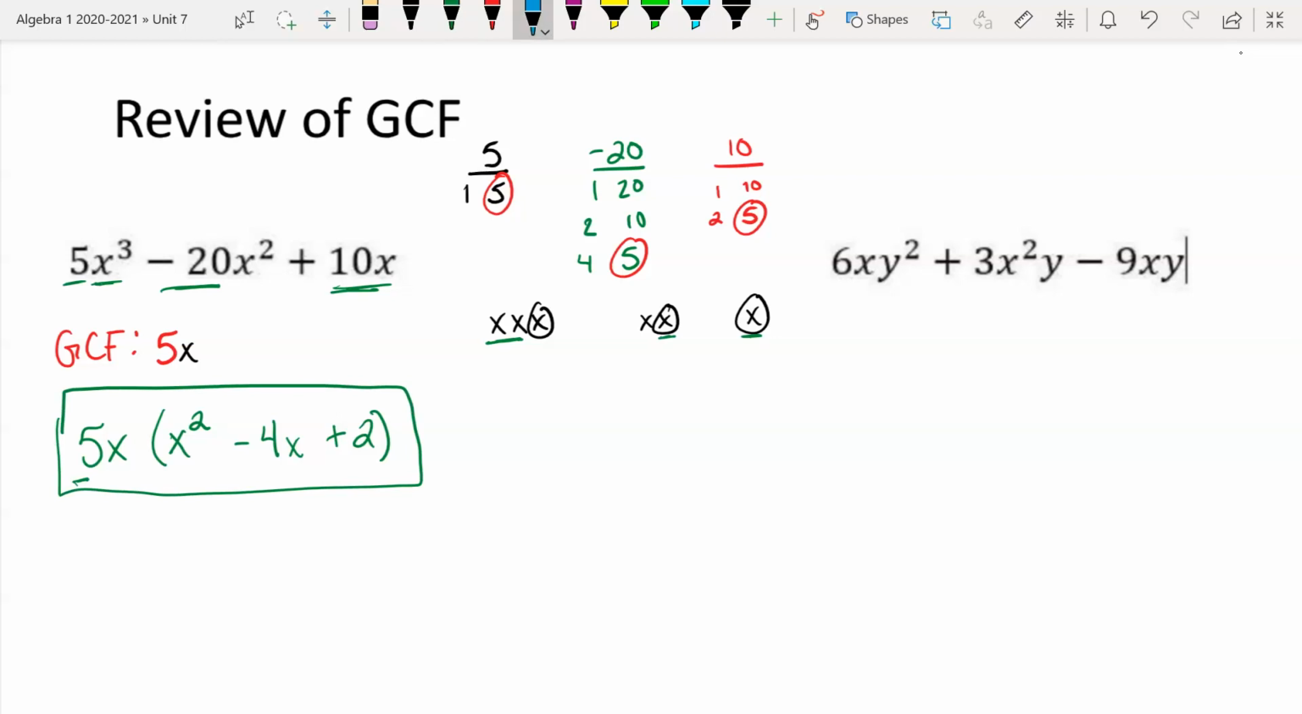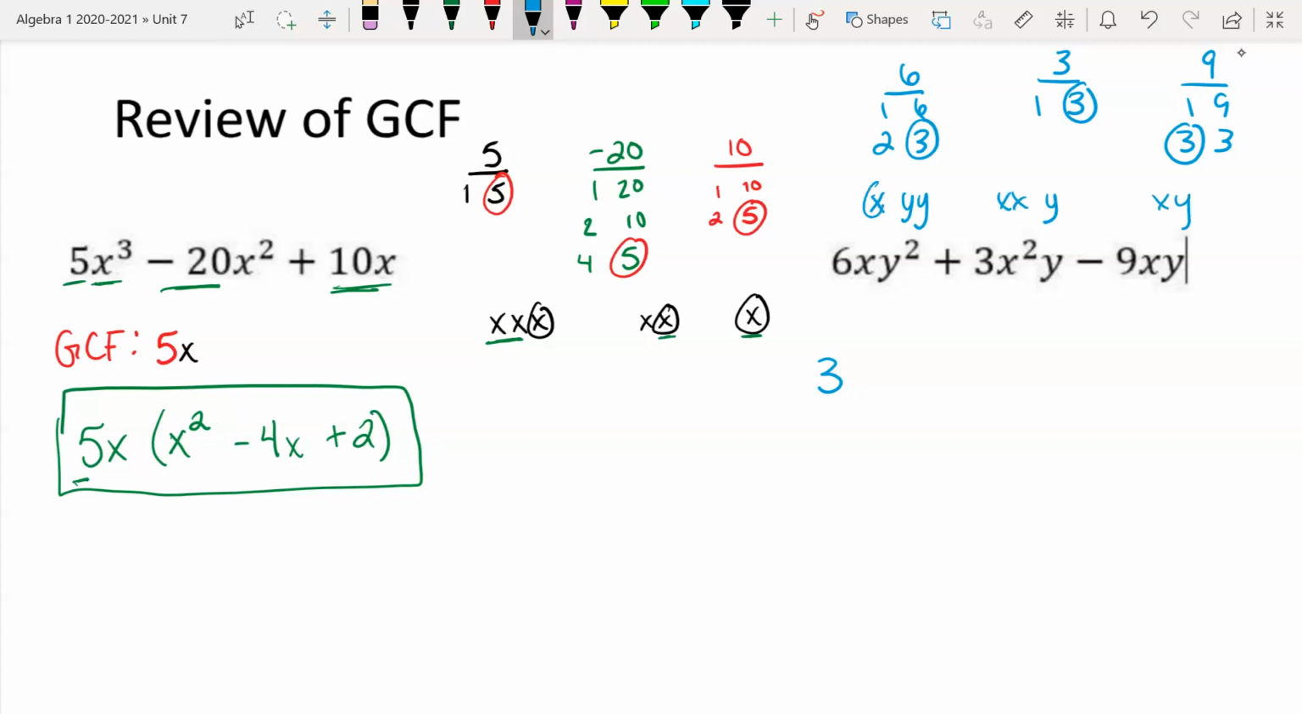We'd like to do the same thing on the next problem. List out my factors of 6, my factors of 3, and my factors of 9. As you can tell, 3 is the biggest number, so I'm going to write a 3 on the outside. This one has an x and 2 y's, this one has 2 x's and a y, and this one has an x and a y. I can only take out 1 x and 1 y from each one, so xy would be in our GCF.